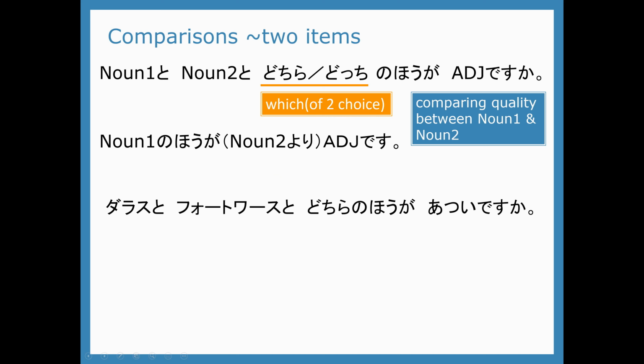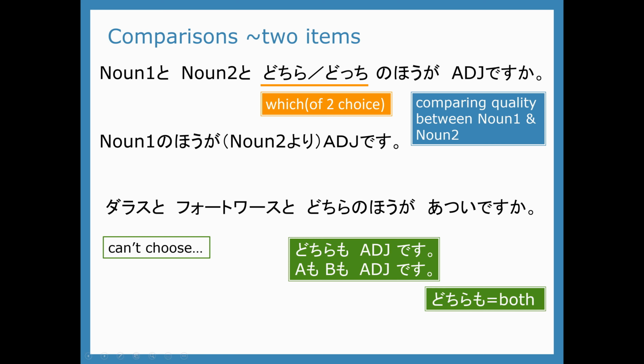So for example, ダラスとフォートワースとどちらの方が暑いですか? So our first noun, と, our second noun, と, どちらの方が adjective, ですか? So in this case, we're comparing Dallas and Fort Worth, and we're asking which one is hotter. But really, is there any difference? I don't even know that there is a difference.